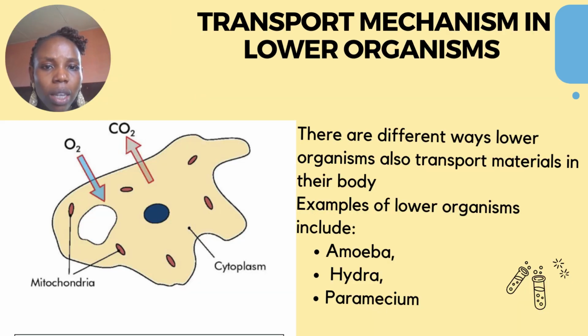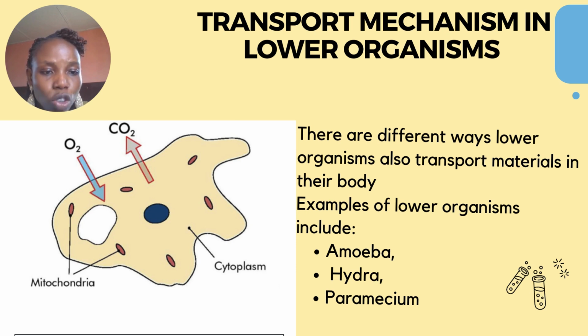Now let's take a look at how transport system works in lower organisms. When I say lower organisms, I mean the unicellular organisms and the multicellular organisms. There are different ways lower organisms also transport their materials in their body. Lower organisms like amoeba, don't forget, amoeba is an example of a unicellular organism. And when I say unicellular organism, you should know that unicellular organisms are organisms that have just one cell. Then we also have hydra being a multicellular organism. We have paramecium, euglena, and the likes.